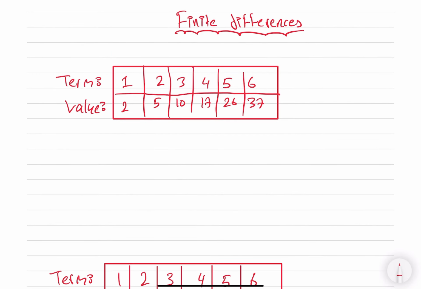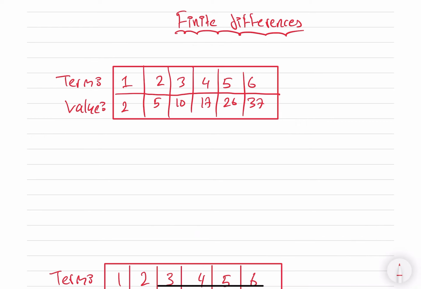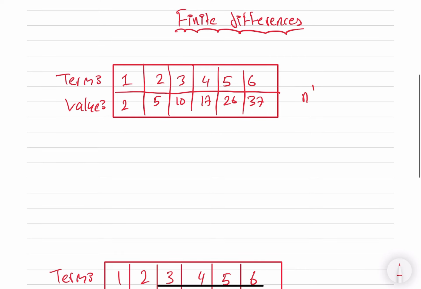Today we're going to be searching for finite differences, and this helps us determine the degree of a polynomial function. So let's say they tell you that this table represents certain values for a polynomial function, and they're asking you to find the nth degree of this polynomial function. Well, it's very simple. You just take the y values.